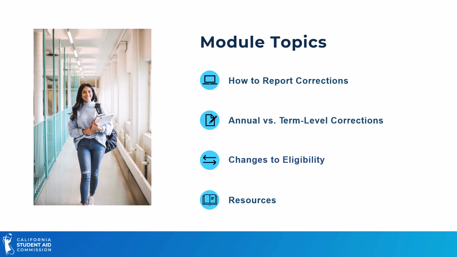This module will cover the following MCS topics: how to report corrections, annual versus term level corrections, changes to eligibility, and helpful resources.